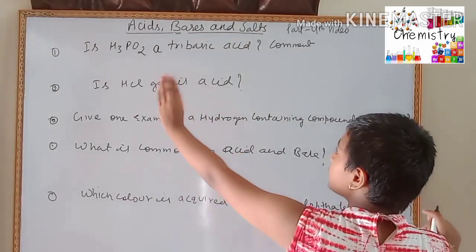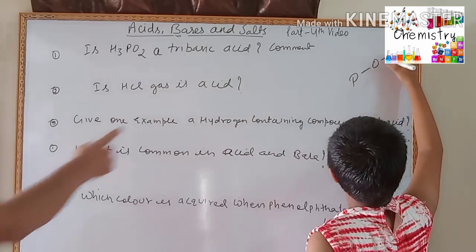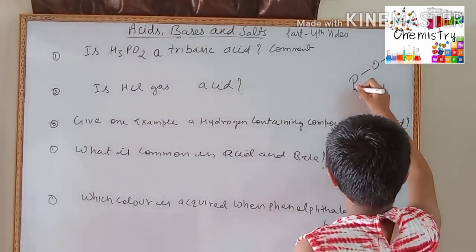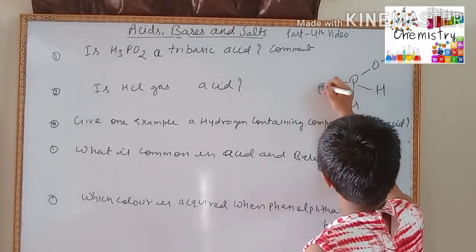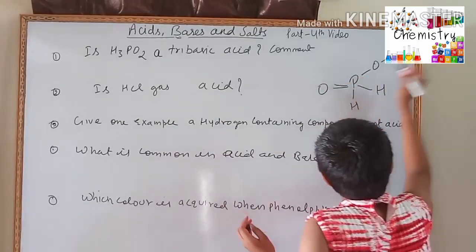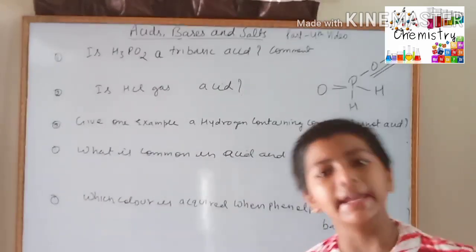First of all, the structure of H3PO2. What is the structure of H3PO2? 1, 2, 3 H and then 2 O. Over here you are able to see only one H is ionizable. Only one H is ionizable.